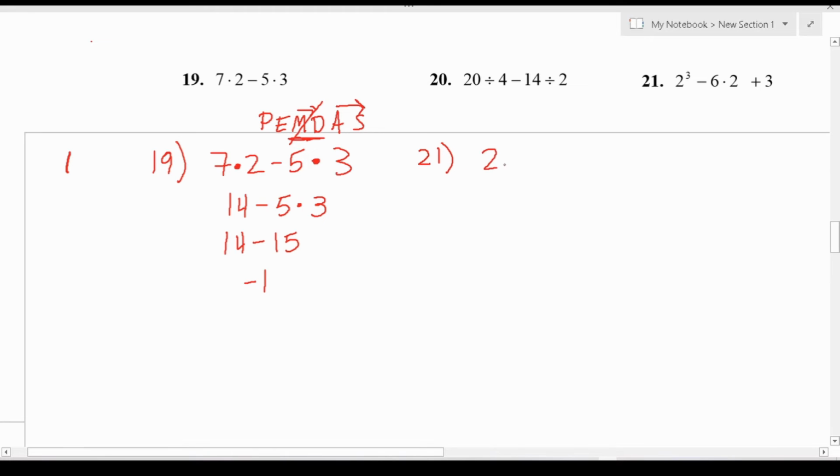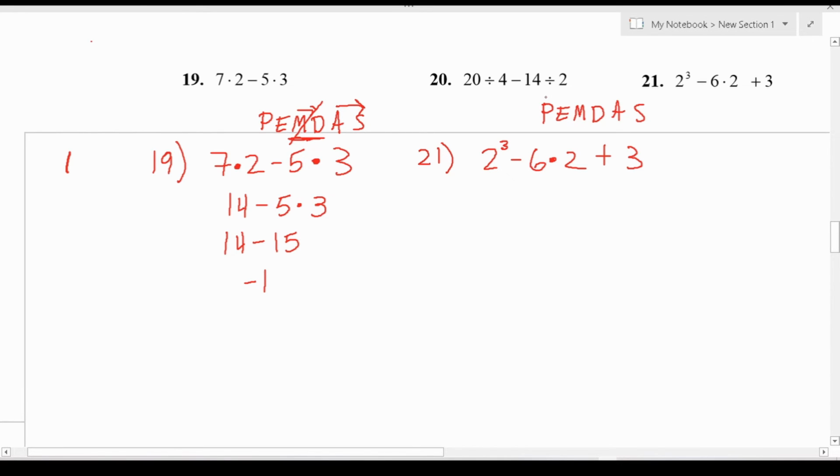Let's do 21. That's 2 to the third minus 6 times 2 plus 3. Let's write down our order of operations. Don't be tempted to try to do these in your head by not writing this down. I used to do that, and I used to make mistakes as I did these problems. Just write it down and go in order. Again, you want to get these questions right in the beginning of the test, as I mentioned, for the reasons that I mentioned previously in this video.